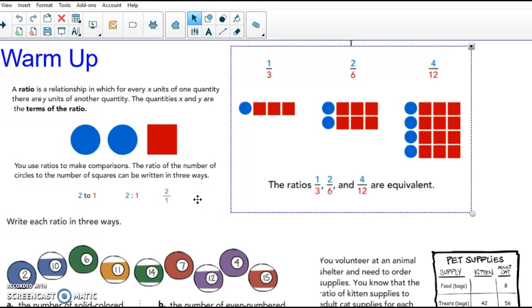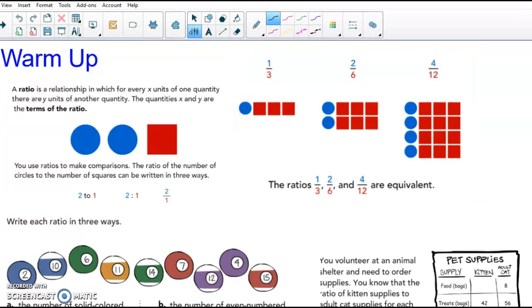All right, we are ready to start topic 7. We're going to look at 7.1 and 7.2 today, and I think you guys are really going to like it. A lot of number sense and mental math opportunities for you, which I know is your favorite. So we are going to be looking at equivalent ratios and unit rates.